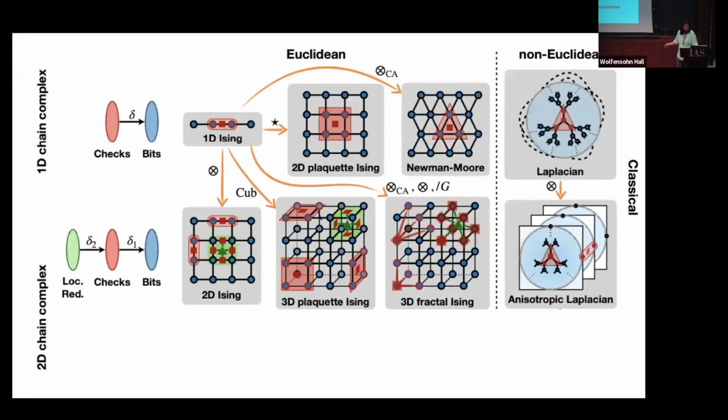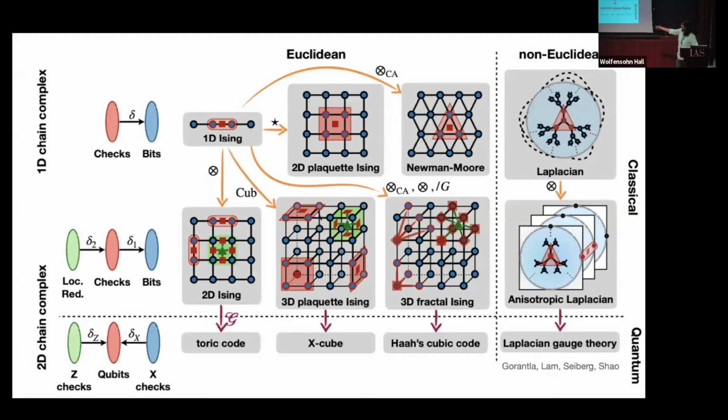Basically, this 3D plaquette Ising model, when I gauge it, gives me the X cube model, which is a fracton model. There's a construction for this X cube model in terms of coupled layers of toric codes. And when you're thinking in this product language, you can just take the analog of the toric code, which is going to be coupled layers of these non-Euclidean codes, and then use those to get the non-Euclidean analog of an X cube model.